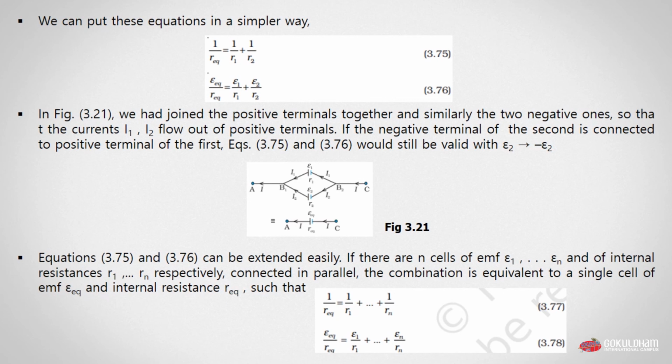Equations 3.71 and 3.76 can be extended easily. If there are n cells of EMF E1 up to En and internal resistance R1 up to Rn respectively connected in parallel, the combination is equivalent to a single cell of EMF EEQ and internal resistance REQ, such that 1 by REQ is equal to 1 by R1 plus up to 1 by Rn, which is our equation 3.77, and EEQ divided by REQ is equal to E1 by R1 plus up to En divided by Rn, which is our equation 3.78. These equations hold if we have taken n cells in our whole network.